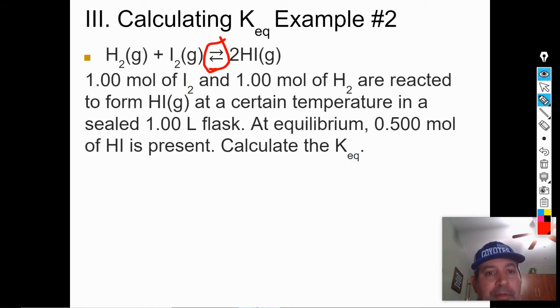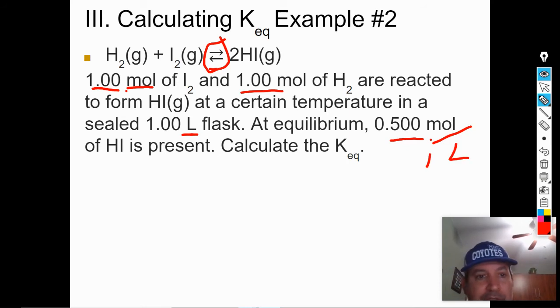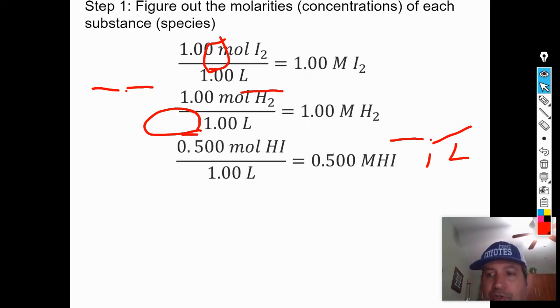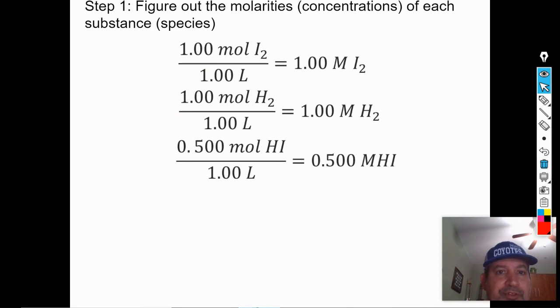Now, this one, they give you the moles, but they also say it's in a 1 liter flask, which means this is 1 mole per liter or 1 molar. And then it says at equilibrium, 0.5 moles of HI, again, that's per 1 liter, are present. And it says to calculate the KEQ. So here's how we go through this one. First, I figure out the molarities, which I just told you, it's 1 liter, so these are easy to calculate. If you have 1 mole in 1 liter, that's 1 molar.